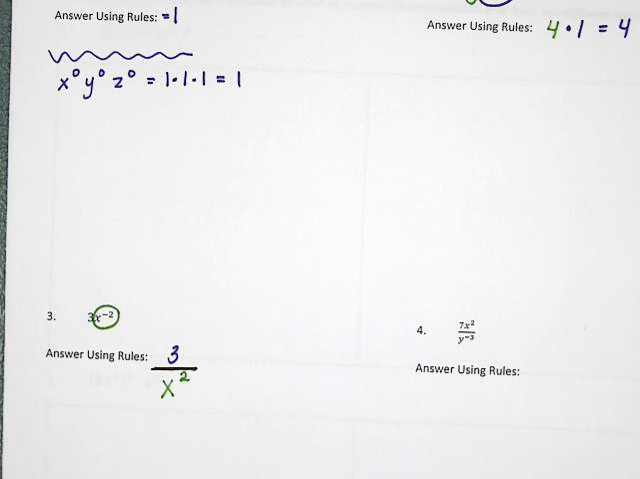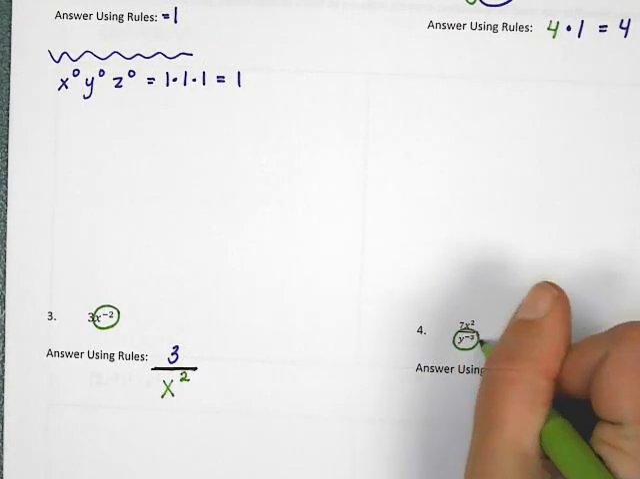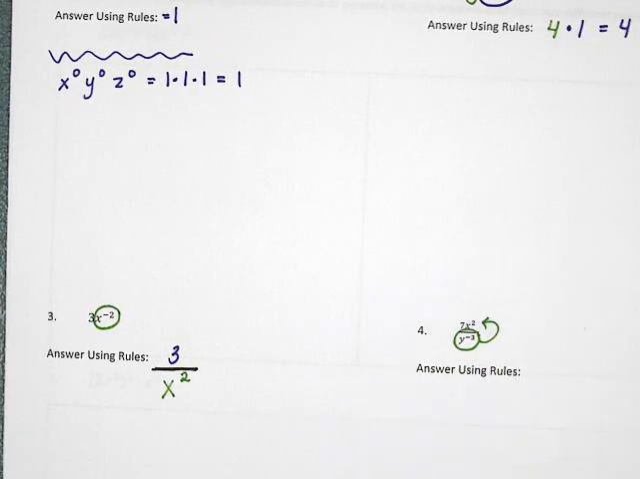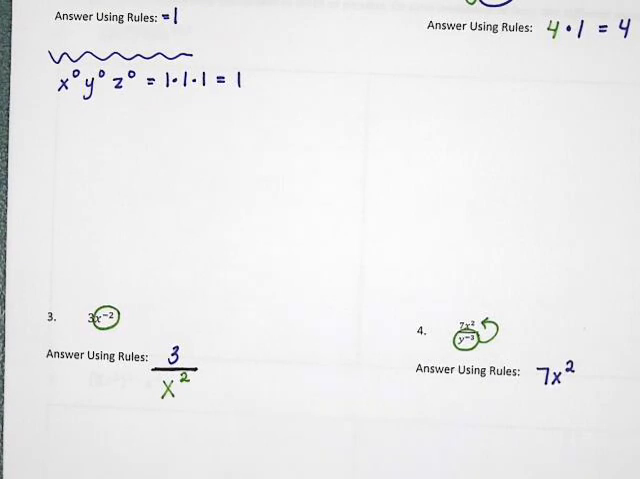In problem number 4, the term or the factor that has a negative exponent is already on the bottom, so I'm going to swing it back up to the top. The 7x squared will stay there, and the y to the 3rd will join that on the top. Now there's nothing else that I can simplify here because x and y are different bases, so now I'm done.